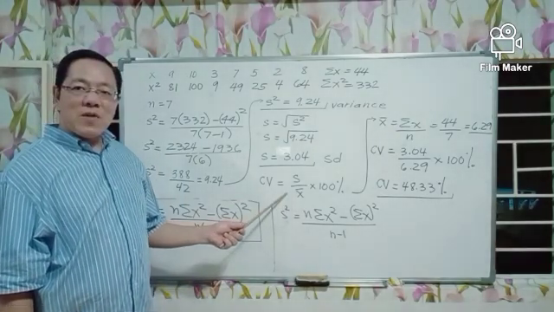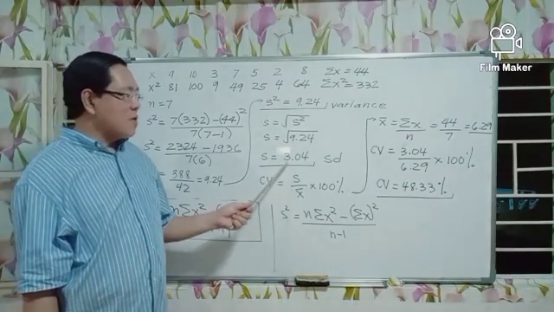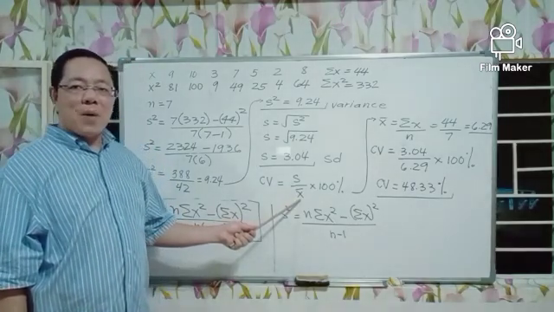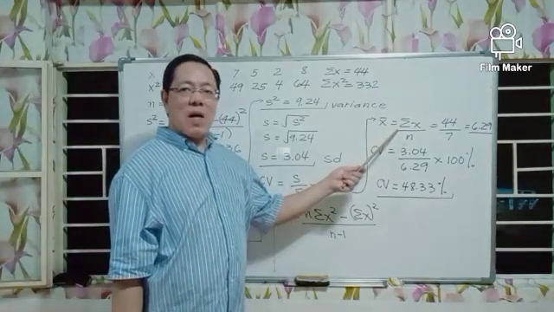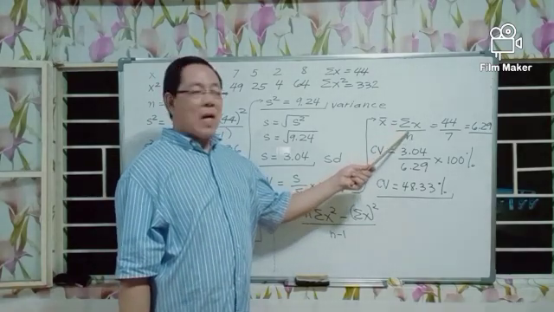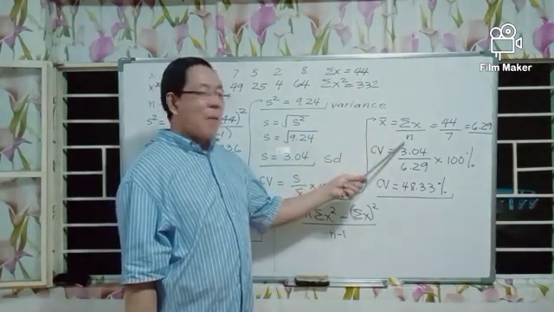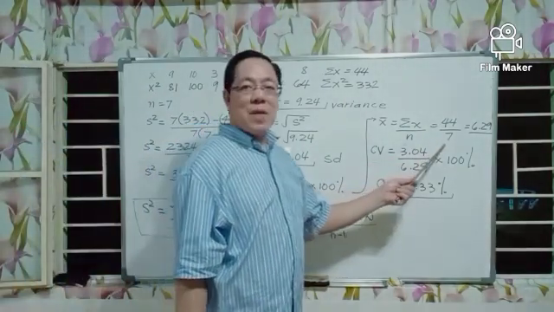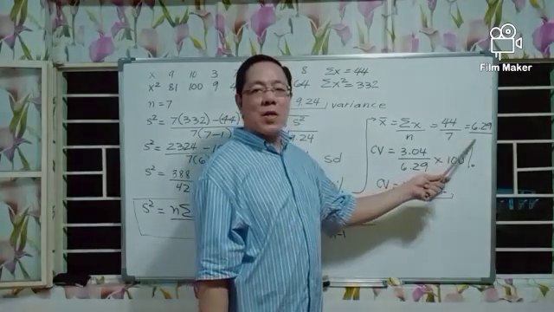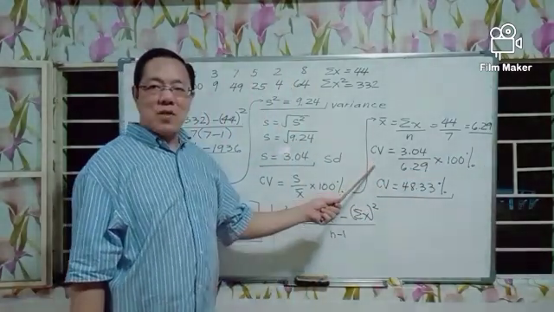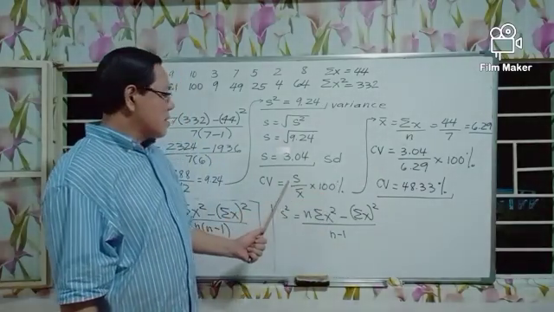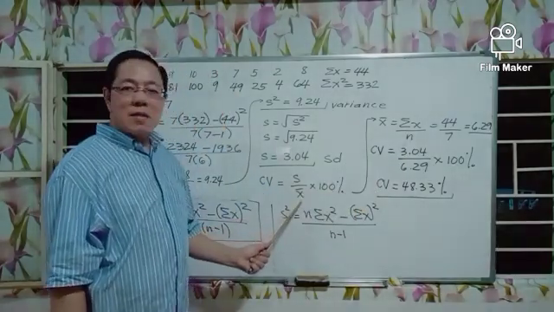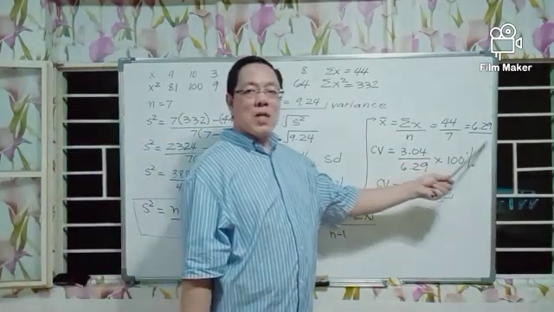To calculate the coefficient of variation, we need the standard deviation, which we already have, 3.04, and the sample mean. The sample mean x bar is given by summation of x divided by n. Our summation of x is 44, and our sample size n is 7. 44 divided by 7 to 2 decimal places is 6.29. Hence, the coefficient of variation is standard deviation 3.04 divided by the mean x bar 6.29.